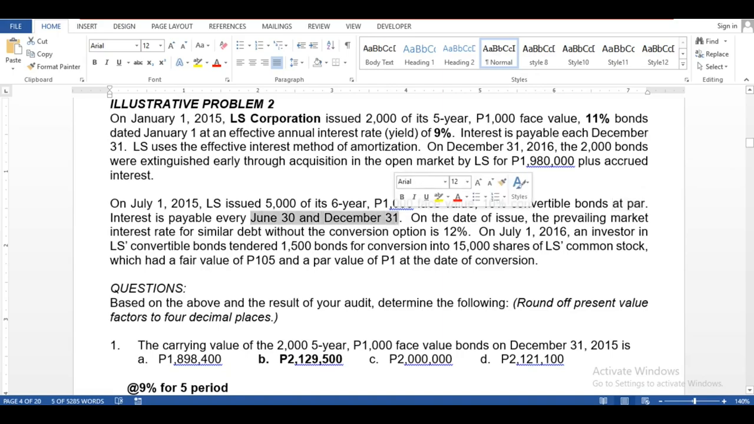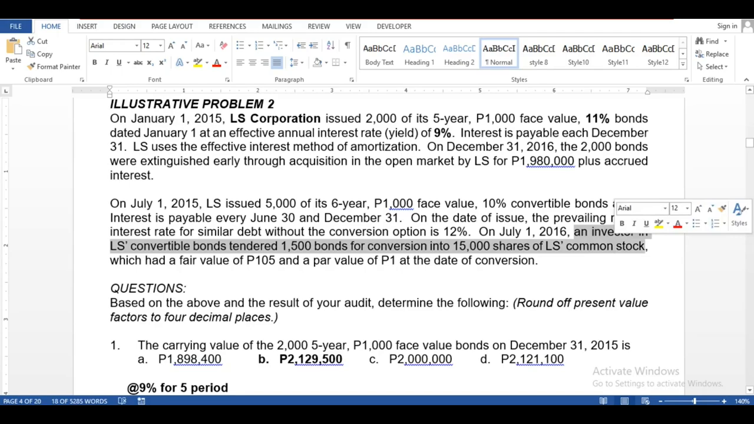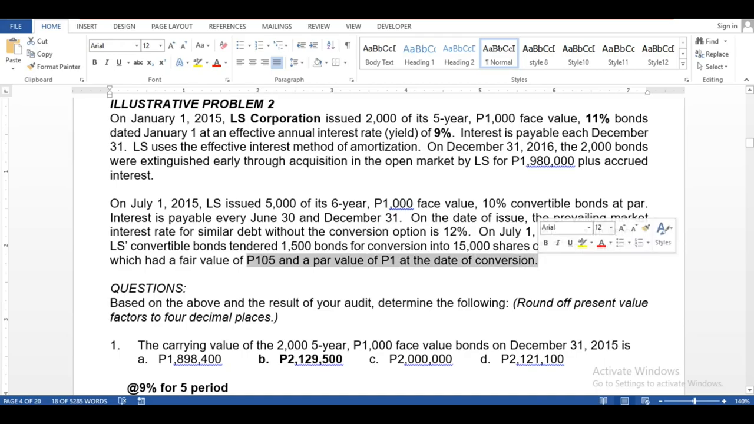So, therefore, this is semi-annual. On the date of issue, the prevailing market interest rate for similar debt without conversion option is 12%. This will be our basis for computing the liability component. On July 1, 2016, the investor in LS convertible bonds tendered 1.5 bonds for conversion into 15,000 shares of LS common stock. So, na-convert na yung bonds. One portion lang, which is yung 1.5, which had a fair value of 109 and par value of 1 at the date of conversion.